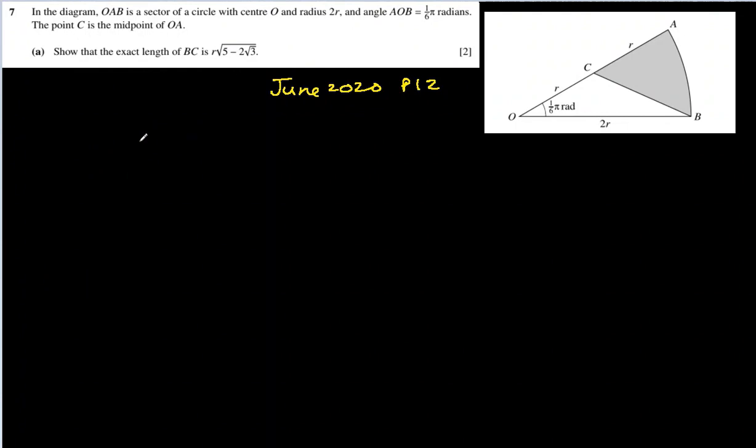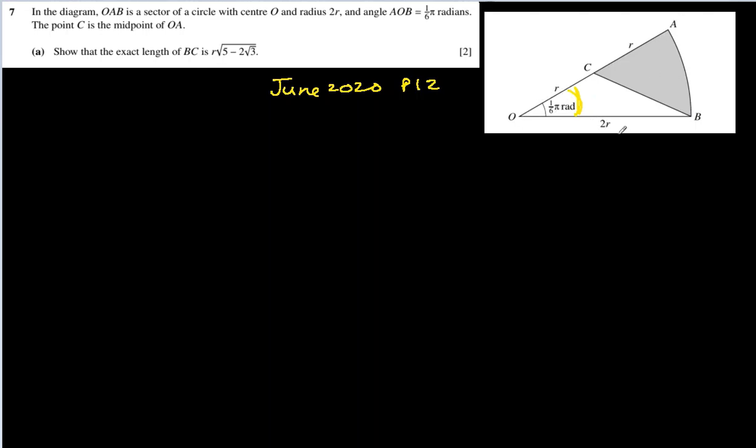And here they are asking us to show the exact length of BC, this length in this sector whose radius is 2r, r plus r, 2r is this one. So we know the angle here is 1/6 pi radians, this one. Okay, we know this side is r and we know this side is 2r because it's the radius of the same sector. So they have already given 2r here.